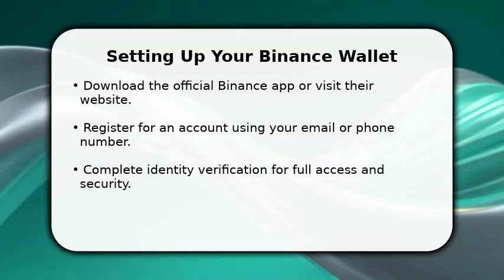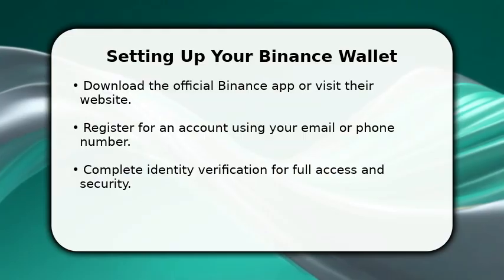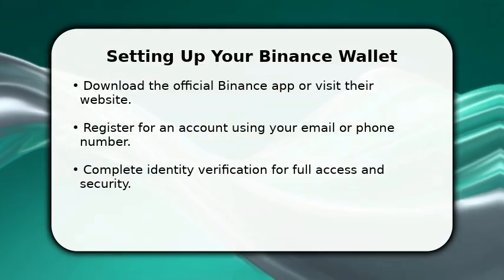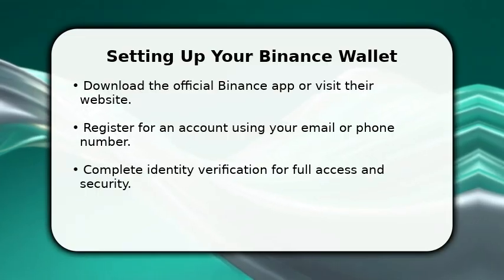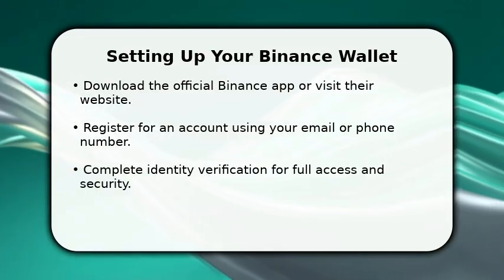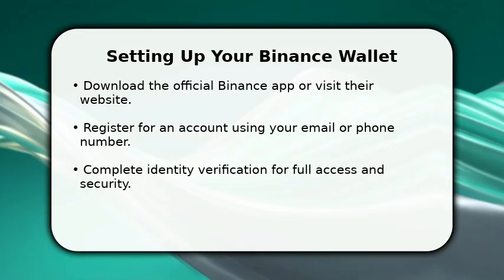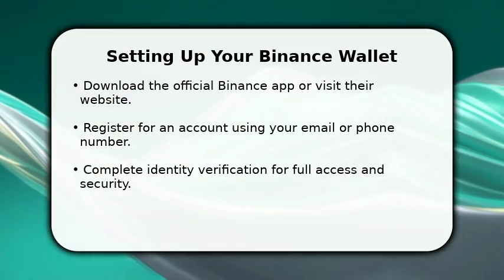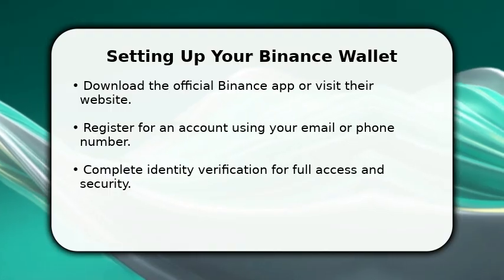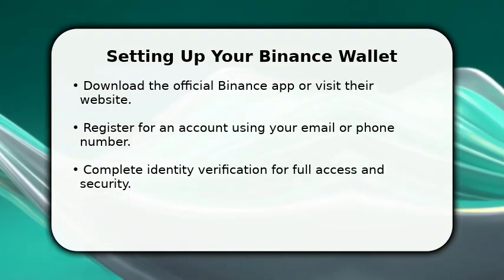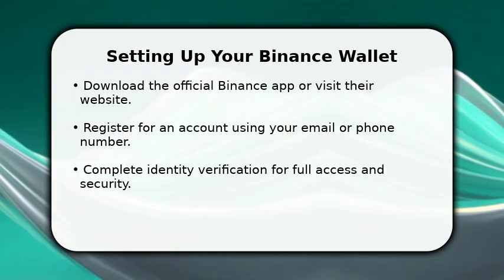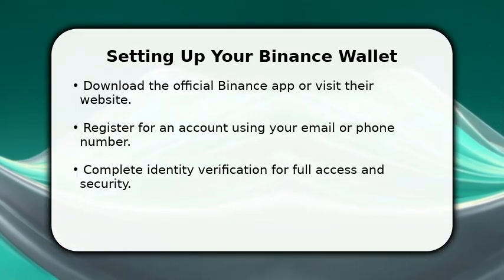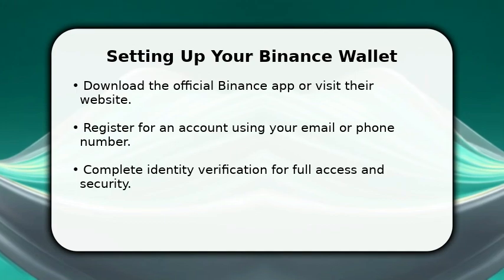In this video, I will explain how to set up your Binance wallet. First, download the official Binance app or visit their website. Next, register for an account using your email or phone number. It's a quick process. Then, complete the identity verification, also known as KYC, to unlock all features and ensure your account's security. This step is crucial for protecting your assets and complying with regulations. You'll be ready to proceed in just a few minutes.